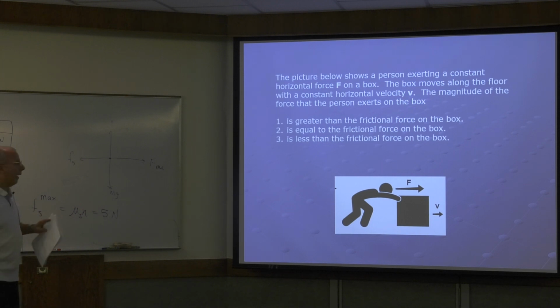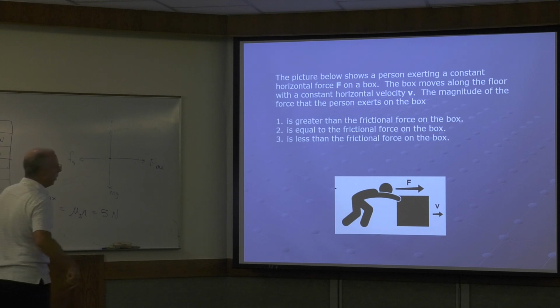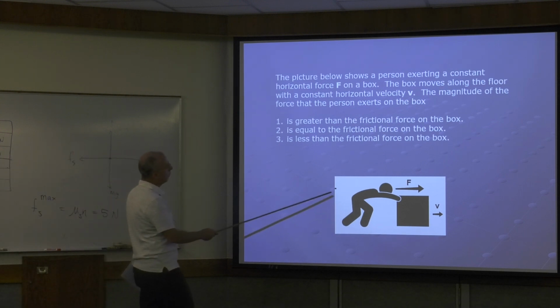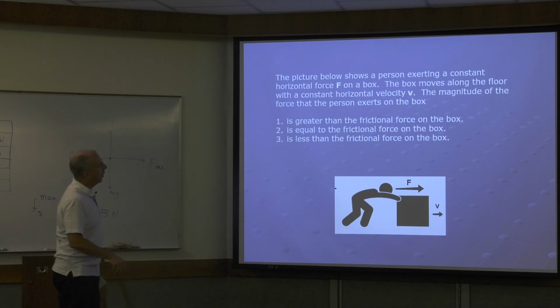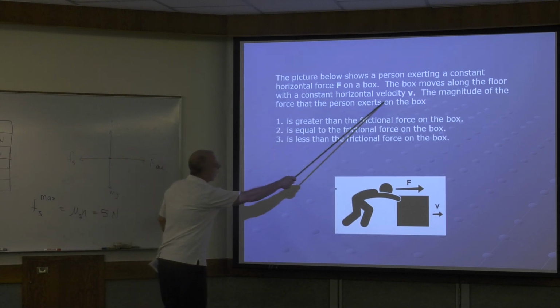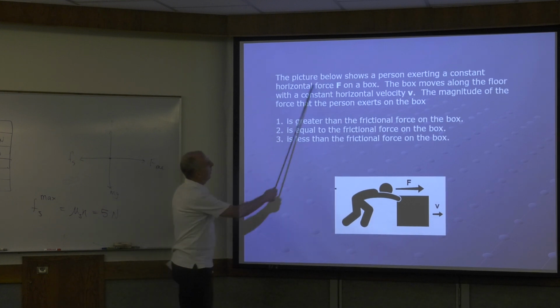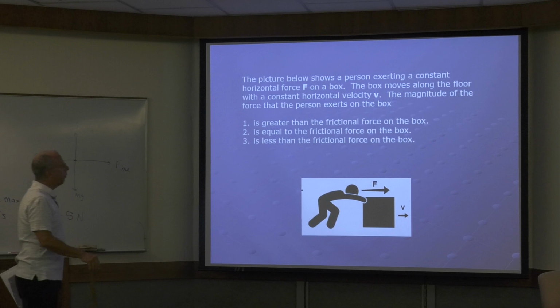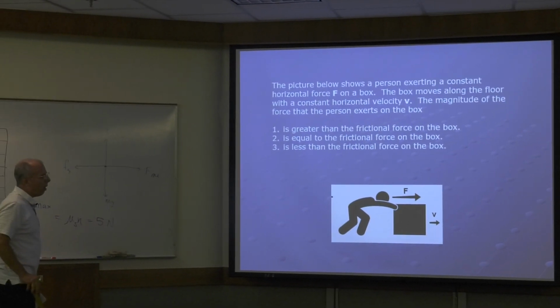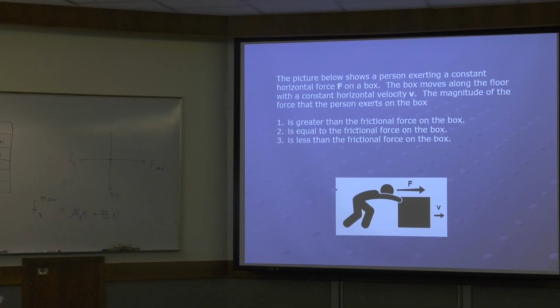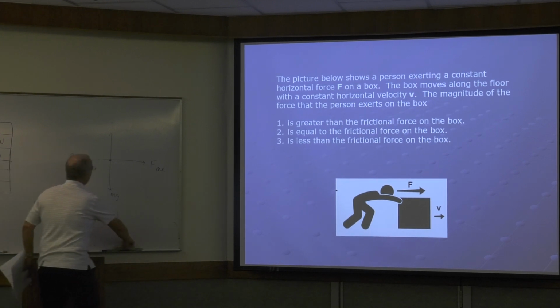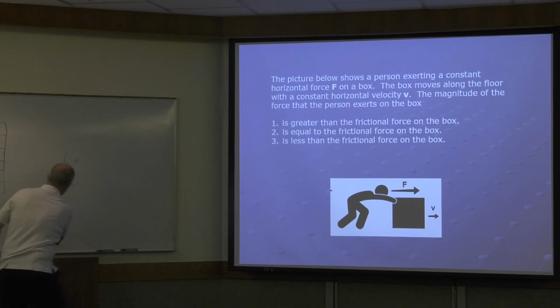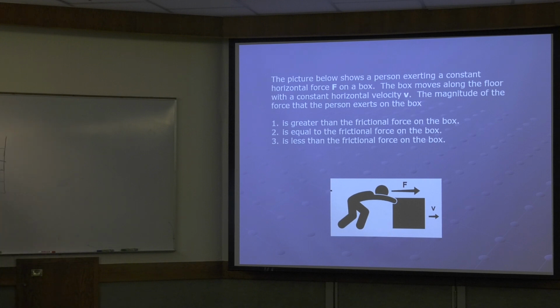All right, we're back. So let's talk about it. The picture below shows a person exerting a constant horizontal force F on the box. The box moves along the floor with a constant horizontal velocity v. I would underline this for sure, or circle it. The magnitude of the force that the person exerts on the box. Now, you don't have to do this, but it wouldn't hurt. Draw the force diagram. So let's do it.